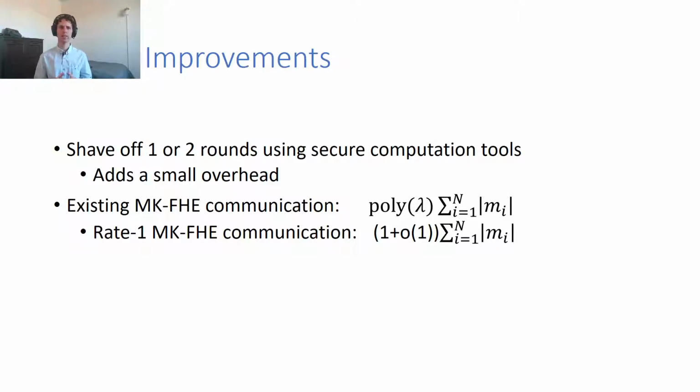The second improvement that we can make is to use a new rate 1 multi-key fully homomorphic encryption scheme. As mentioned previously, current solutions for multi-key fully homomorphic encryption will incur a multiplicative polynomial blowup in lambda, and our new rate 1 multi-key fully homomorphic encryption will asymptotically be just an additive overhead rather than a multiplicative overhead. Let's start by discussing the round reduction.